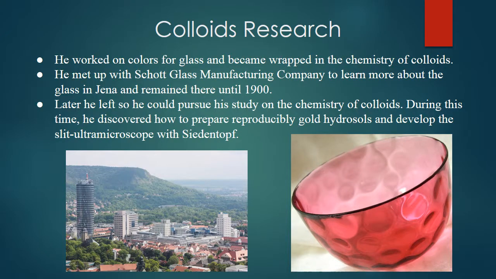Zsigmondy worked on colors for glass and became wrapped up in the chemistry of colloids. He eventually met up with the Schott Glass Manufacturing Company to learn more about the glass in Jena and remained there until 1900. Later he left so he could pursue his study of the chemistry of colloids. During this time, he discovered how to prepare gold hydrosol reproducibly and developed the slit ultramicroscope with Siedentopf.